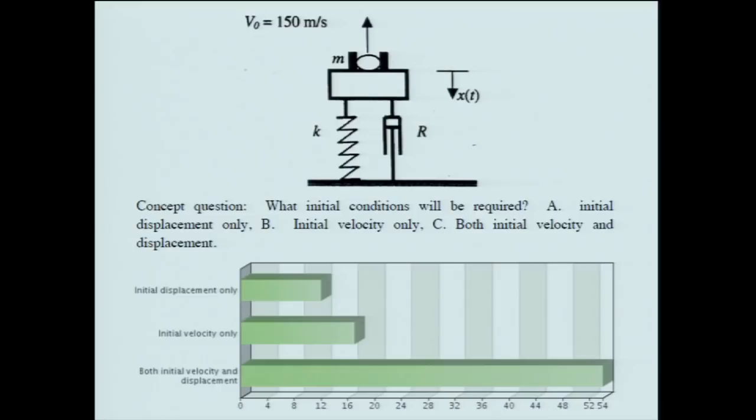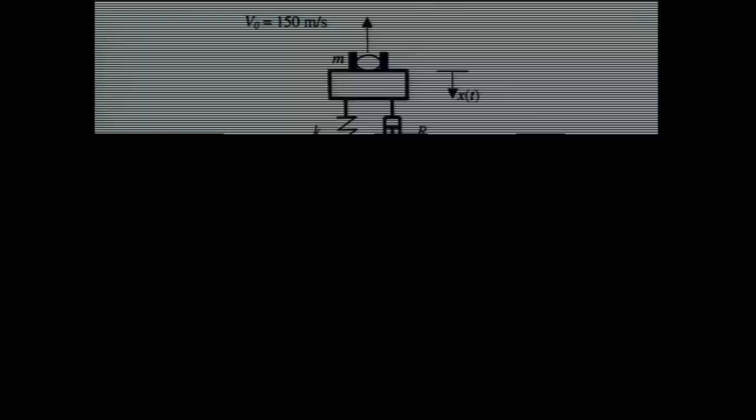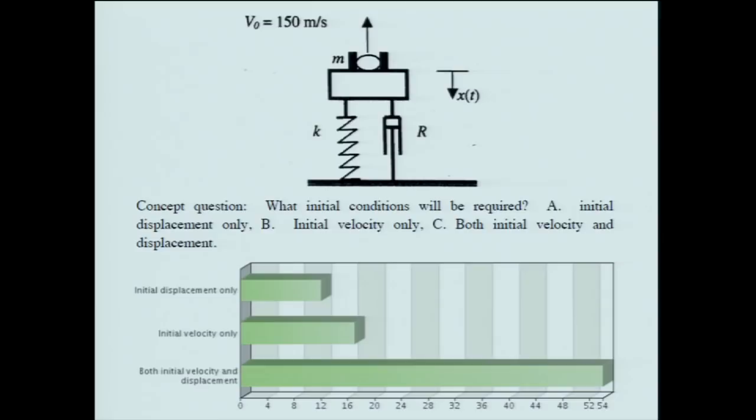But there's also an initial displacement in this problem. So that's the key to figuring this out. So what initial conditions would be required? And at C, both an initial velocity and an initial displacement. But the key is to make your mathematical model about the system without the shell. OK? Good. Is that it? All right.